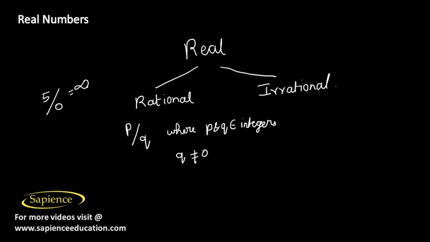So in order to avoid this, the condition is that rational numbers are of the form p by q, where p and q belong to integers and q is not equal to 0. Some examples of rational numbers are 3 by 2, minus 6 by 8, 13 by 17, etc. These are called rational numbers. When you write these rational numbers in decimal form, for example 3 divided by 2 can be written as 1.5. The decimal form is terminating.